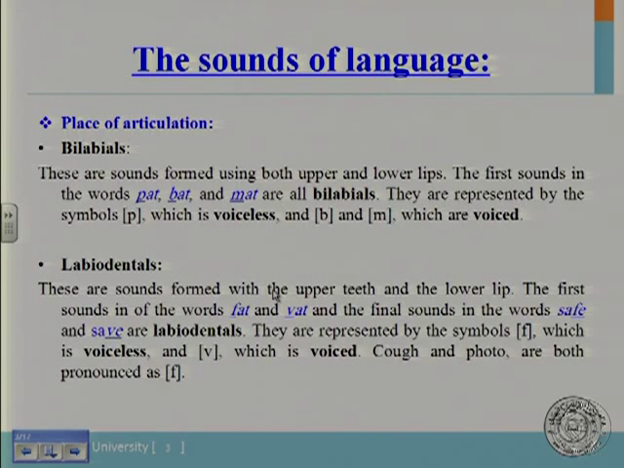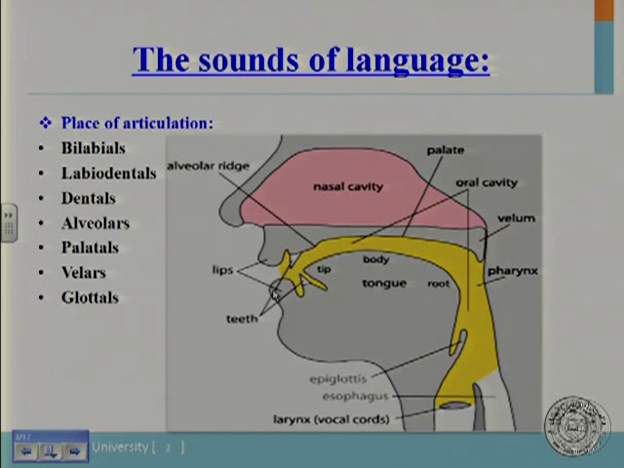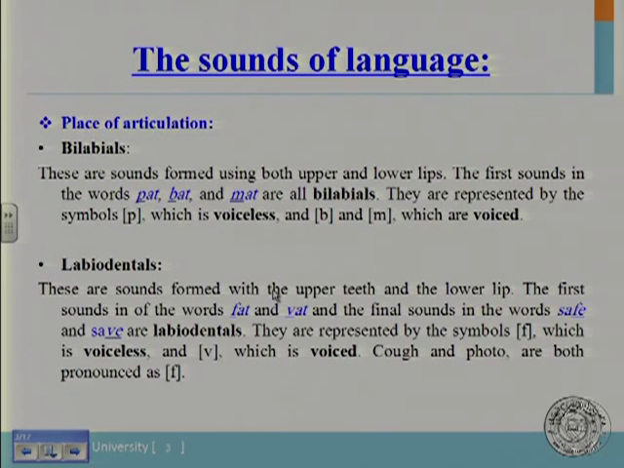And then we move to labiodentals. These sounds are formed with the upper teeth and the lower lip. As we can see here, this is the passive, the upper teeth, and the lower lip. And the first sounds in words like fat, you can feel that the upper teeth touch the lower lip, as in f.